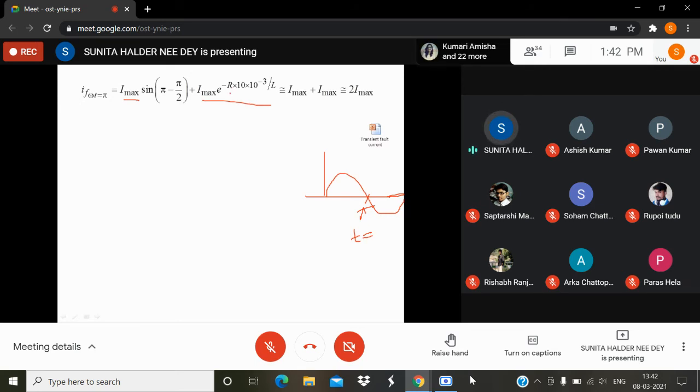Obviously it is dependent on R and L. Say it is 0.99 I max, then we may write it as I max. If it is 0.82 I max, then the total will be 1.8 I max. So if we make an estimate, the maximum possible value is twice I max, not more than that. And in every practical case, it will be less than twice I max. Could everybody understand that?